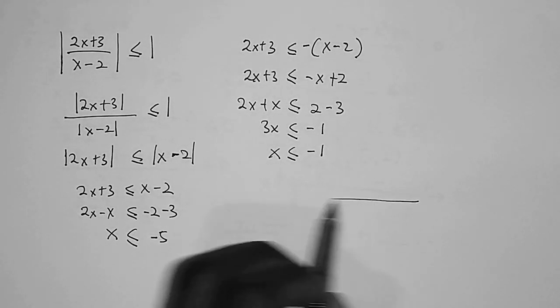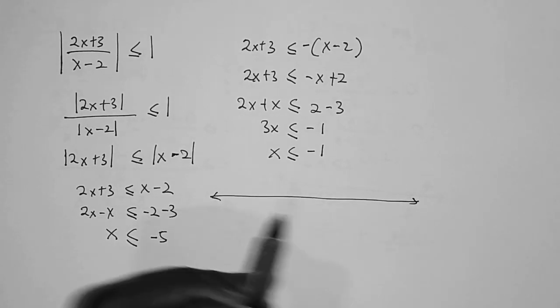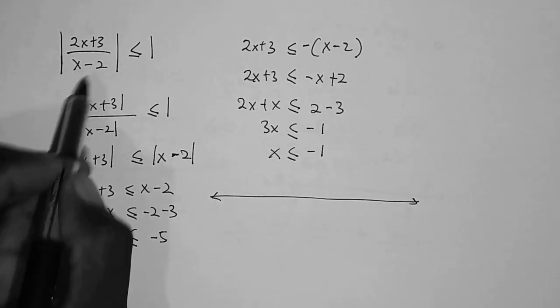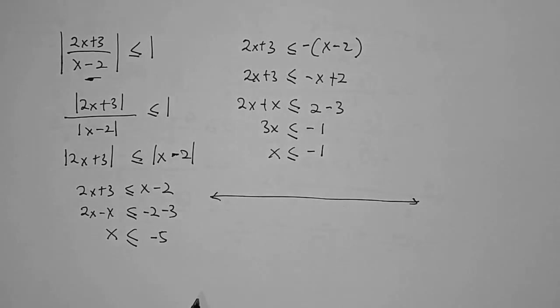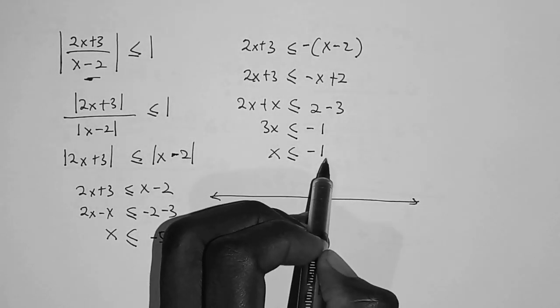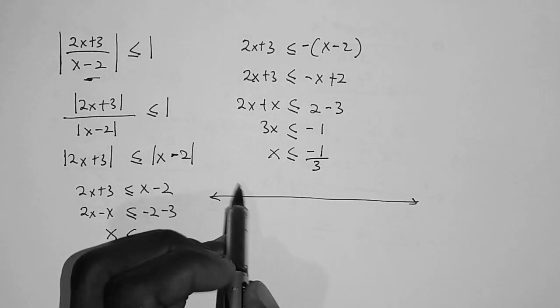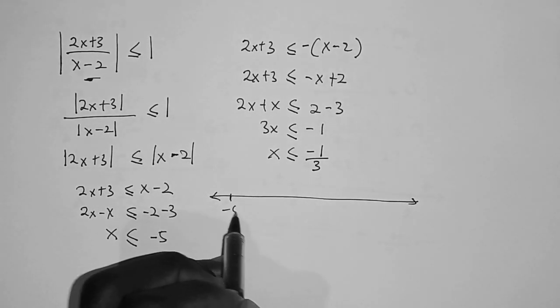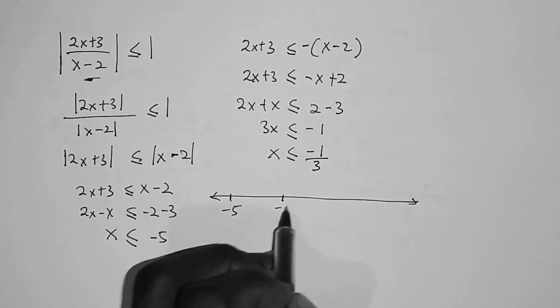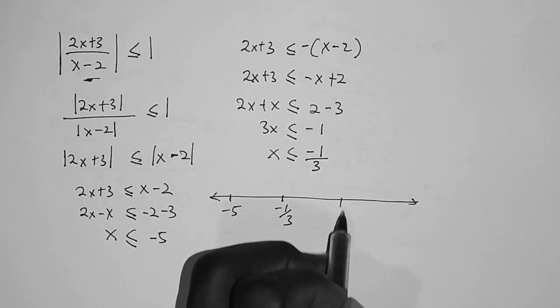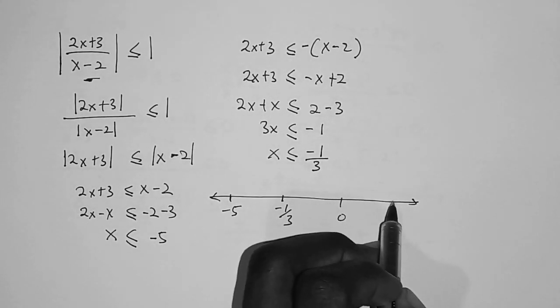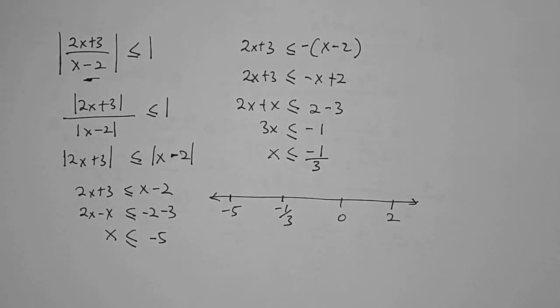Now let's represent this on the number line and then shade the required region. However, you see that x equals 2 is one of the constraints. Here is minus 1 over 3. So on the number line, we are going to have minus 5 here, then minus 1 over 3 here, 0 is here, and then 2 is here. So these are the constraints.